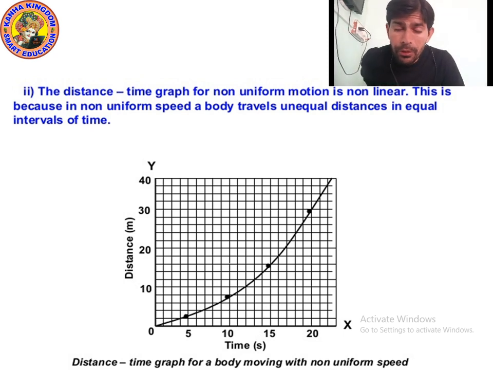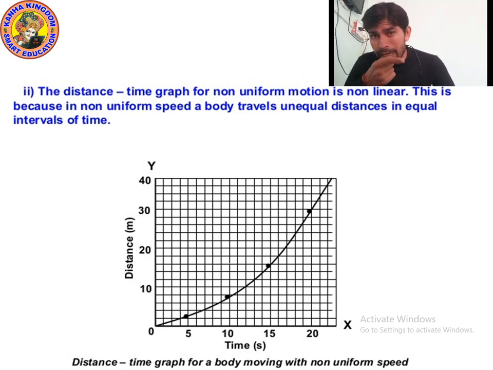It means a body is traveling unequal distances in equal intervals of time. As you can see, the graph is a curve like structure, so there is different speed in the graph. On the x-axis time is represented, and on the y-axis distance is represented in meters. So 0, 5, 10, 15, 20 on time, and 0, 10, 20, 30, 40 on distance.